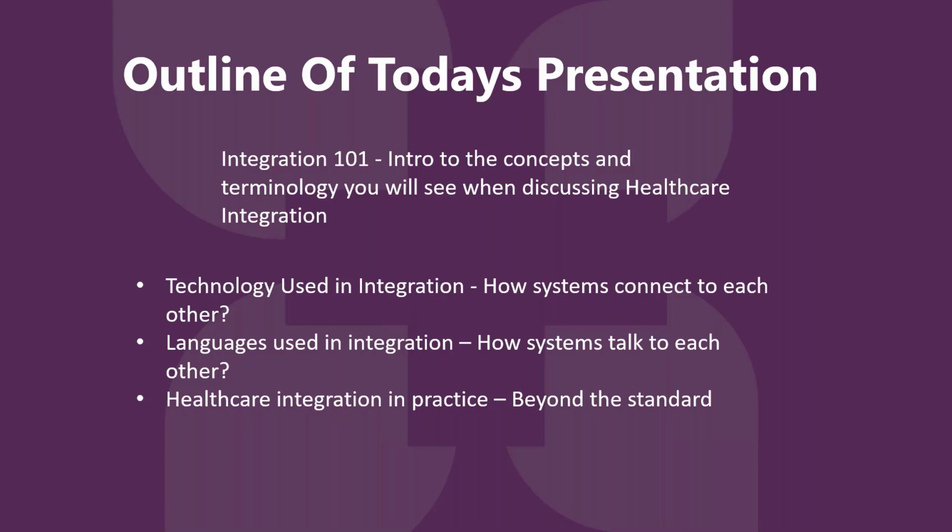I'm going to break this up into three sections. The first is technology, really looking at how systems connect to each other. Is it telephone, email, text, in terms of how you would connect to another person? How does integration work? What are the methods of communication leveraged in integration? Once we've defined the methods, the next thing we have to look at are the languages that are spoken. How do these systems talk to each other? How is the data encoded? How is that information transmitted from one system to another?